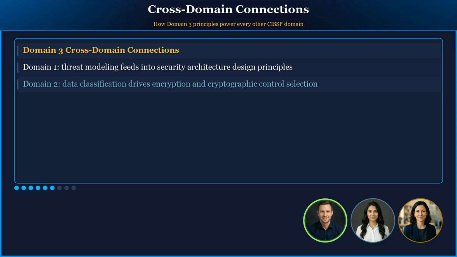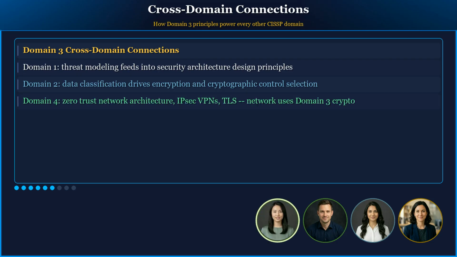Domain 2 asset classification drives Domain 3 cryptographic selection. A secret asset requires Advanced Encryption Standard 256 encryption. A restricted asset requires encrypted transmission channels. The classification level determines which cryptographic standard applies.